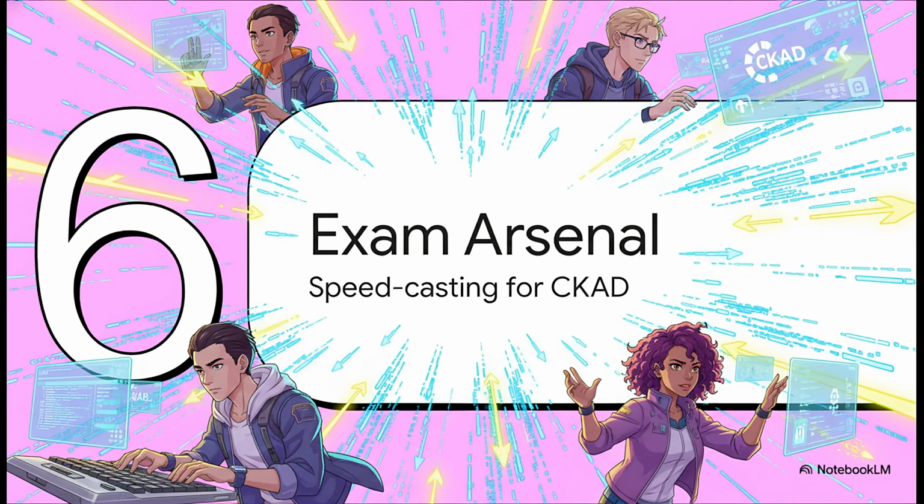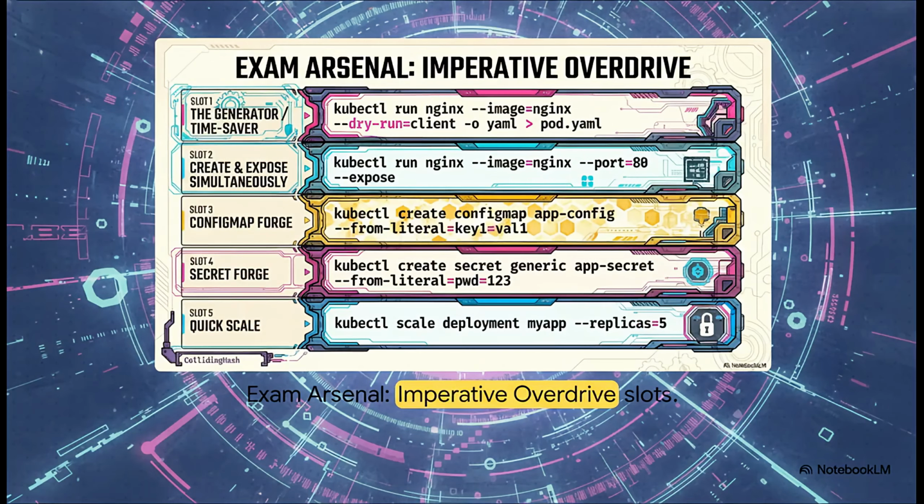Section 6. The Exam Imperative Arsenal. Speed casting for CKAD success. All right, let's pivot to our final phase, pure tactical speed for crushing the CKAD exam. You simply cannot afford the time to write YAML from scratch in that test. Your ultimate time saver is the generator command, --dry-run=client -o yaml. This is a real game changer. It casts out fully formed boilerplate YAML without actually deploying it, giving you a perfect template to modify instantly.